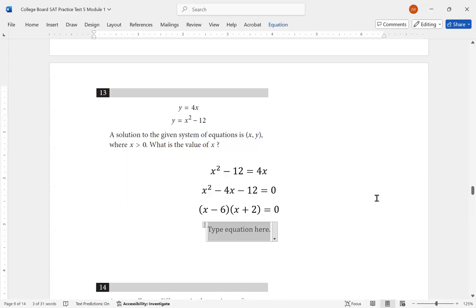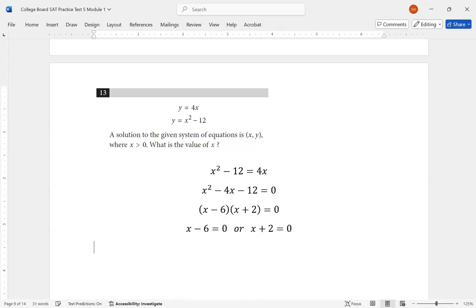Now, since we have the right-hand side equals 0, we can say that either x minus 6 would have to be 0, or x plus 2 would have to be 0. The first equation, when I add 6 to both sides, gives me x is equal to 6. The second equation, when I subtract 2 from both sides, gives me x is equal to negative 2.